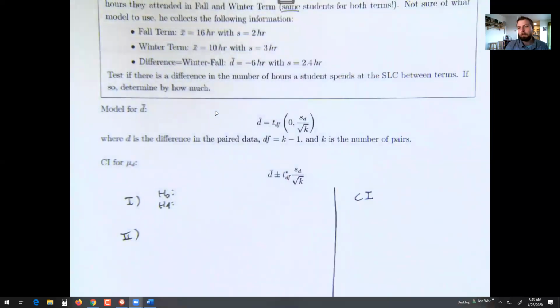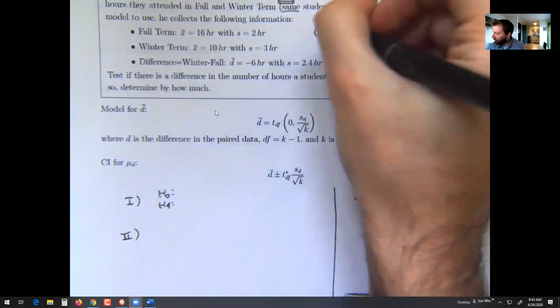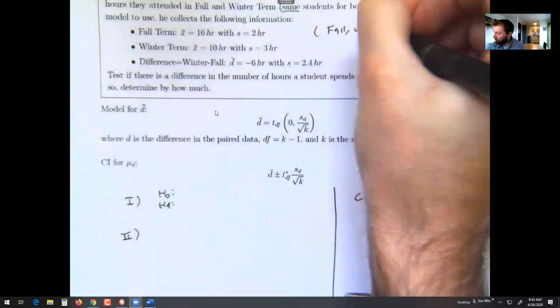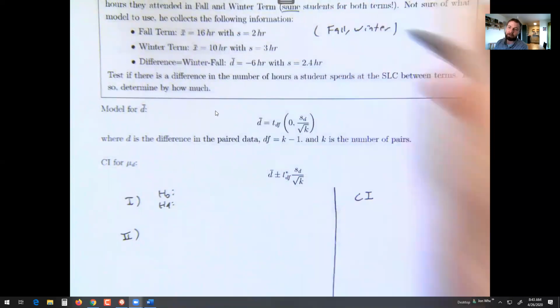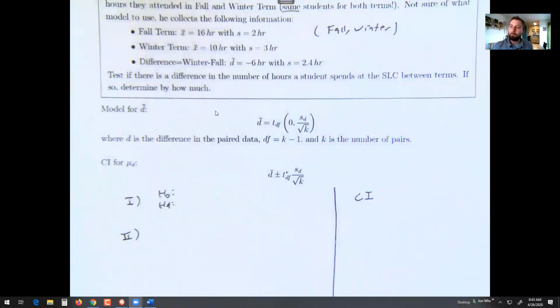So even though I collect all of this information, it doesn't mean I should use all of this information. So since it's the same person with the fall and the winter, this feels like it could be linked together. Here's what I mean by that. If a student spends 200 hours in the Learning Center in fall term, they use that Student Learning Center a lot. I wouldn't be surprised if they spend a similar amount in the winter term. If they spend 0 hours in the fall term, they might be more likely to spend 0 hours in winter as well. There's a relationship between the two variables.